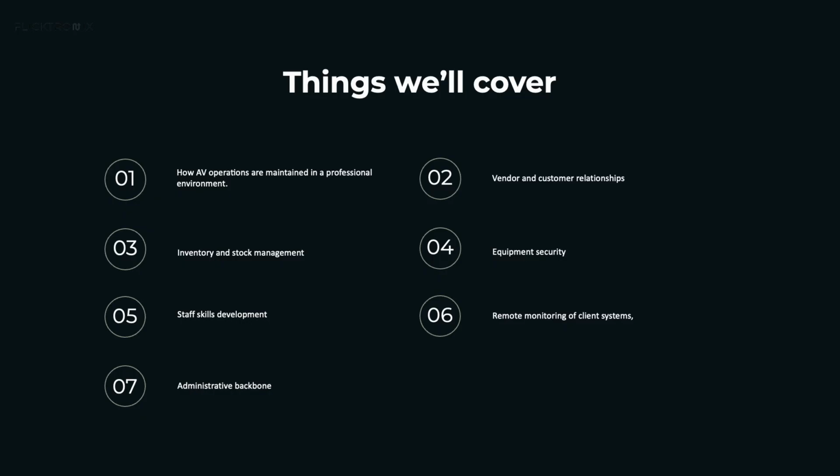We'll cover an end-to-end walkthrough of how AV operations are maintained in a professional environment. We will cover vendor and customer relationships, inventory and stock management, equipment security, staff skills development, remote monitoring of client systems, and the administrative backbone that keeps an AV business functioning.